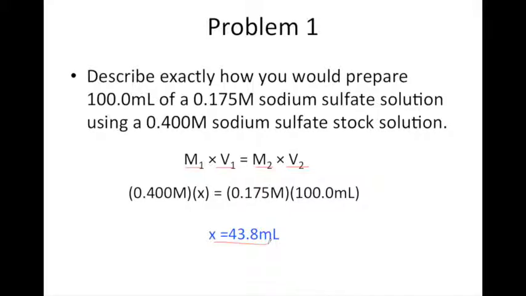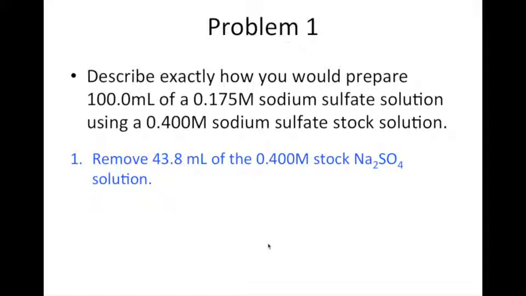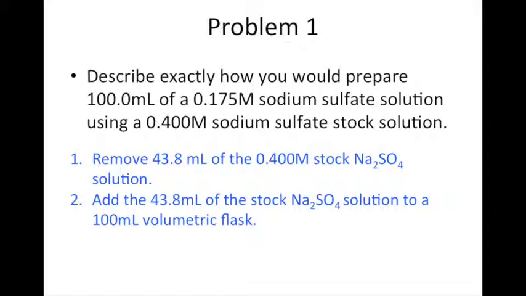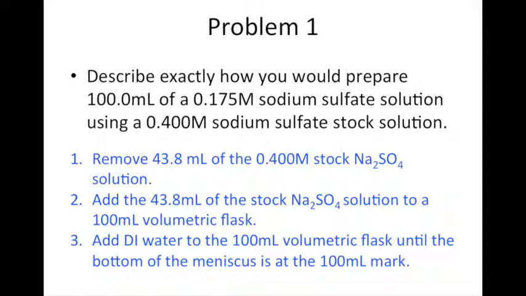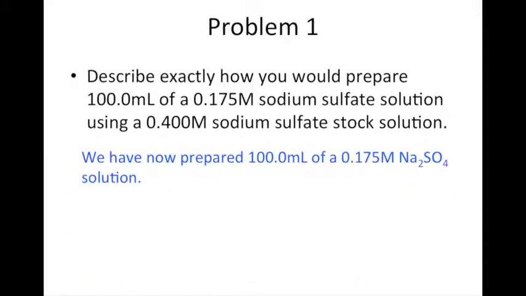But now that's not our final answer. We need to remove 43.8 milliliters of the stock solution. We're going to add that to a new 100 milliliter volumetric flask, and then we're going to add water until we reach our final volume of 100 milliliters. And then we will have prepared exactly 100 milliliters of 0.175 molar sodium sulfate solution. So there's a lot of other uses for that dilution formula, so be sure you practice a lot of other problems to get more familiar with it.